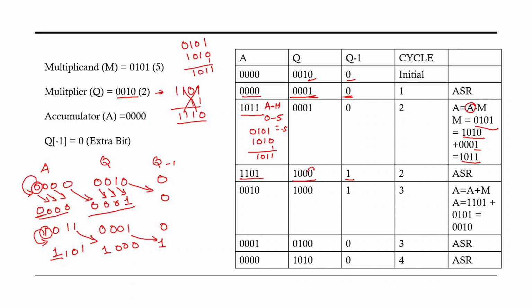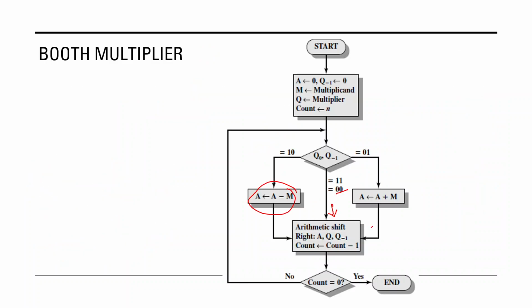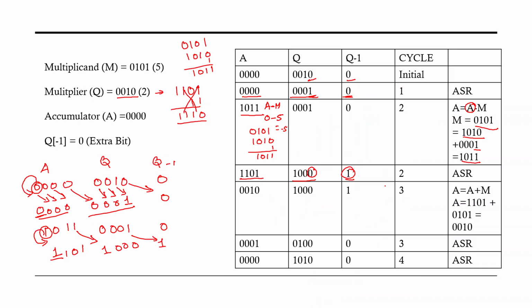In the third cycle we will compare Q0 and Q-1. It is 0, 1. So if it is 0, 1, we need to perform A plus M. So now what's the A value? A value is 1101 and M value is 0101. Now add both the values, 1101 and 0, 1, 0, 1. We will get the value 0, 0, 1, 0. So A has been updated to 0, 0, 1, 0, and Q value is 1, 0, 0, and then 1.